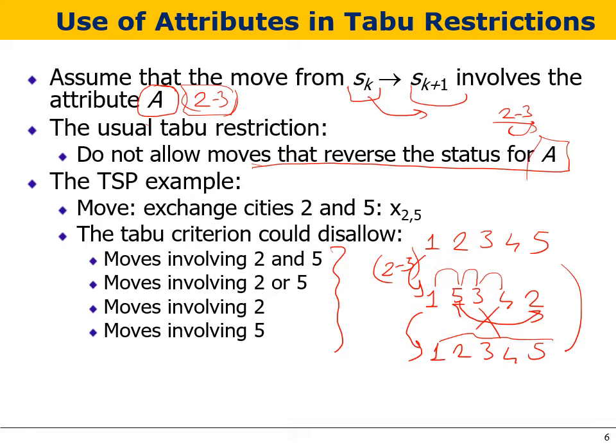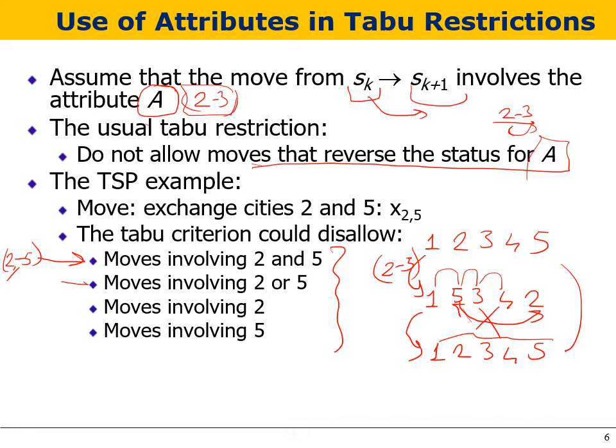I can say that, okay, I am forbidding the moves that involve 2 and 5. This is one alternative. Okay, I just keep in my tuple list 2 and 5 as a tuple. Okay, and any move that tries to exchange 2 and 5 with each other, I forbid it. But there are other alternatives as well. So what can I do?